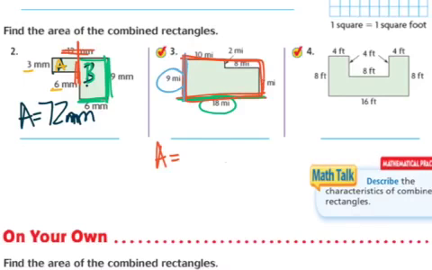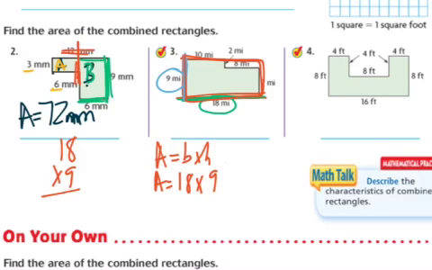Okay, so I need to find my area is equal to base times height. My area is equal to 18 times 9. Again, working with big numbers, I'm going to work off to the side and multiply. 8 times 9 is 72. I carry my 7. 9 times 1 is 9, plus 7 more is 16. So my area is equal to 162.